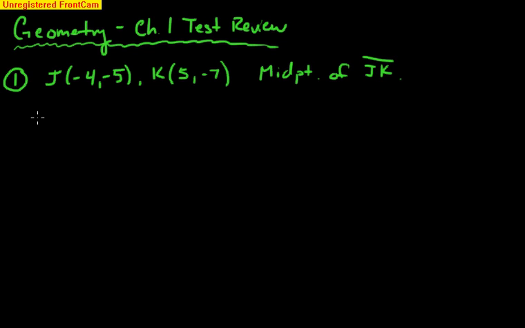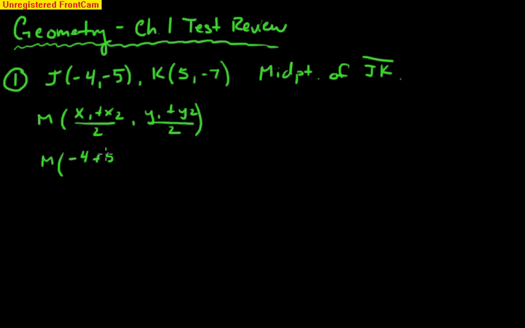Okay, so to do this, we use the midpoint formula. We take the sum of the x's, x1 plus x2 over 2. That's going to be the first coordinate, and the sum of the y's. Again, you could label your points x1, y1, x2, y2. So we'll take -4 plus 5 over 2, and then -5 plus -7 all over 2.